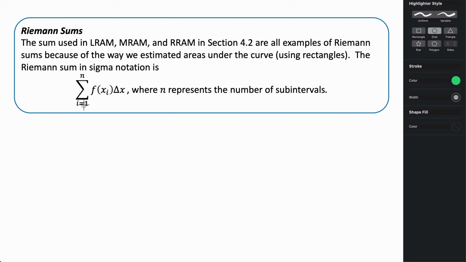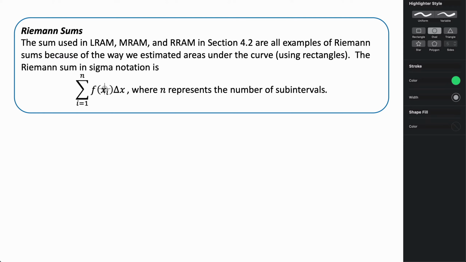So we have this summation notation. The Riemann sum is a sigma notation, where n represents the number of subintervals. So you can see the number of subintervals up here. Basically, it's representing the sum of all of our rectangles.